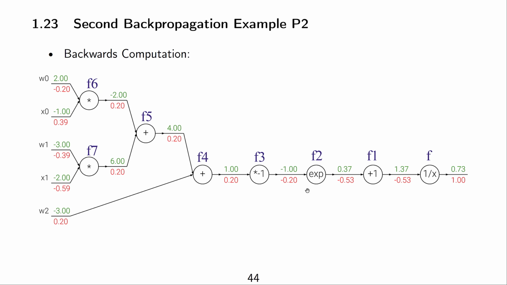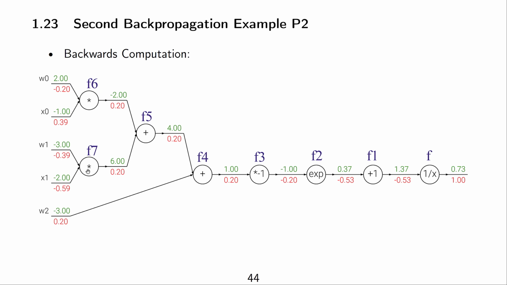So in order to get this red number minus 0.20, we need to multiply this value with this value, where this is coincidentally exactly the local gradient. All right, now times minus 1, that flips the sign, and with plus, we already said local gradients would be 1, so therefore this 0.2 travels backwards along this edge, as well as along this edge. Plus, same thing, local gradients are 1 for all the inputs, so this 0.2 travels backwards along this edge as well as this edge.